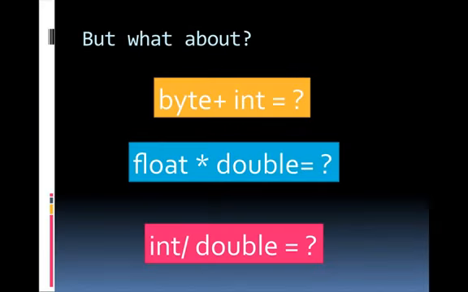Now, we talked about the different data types last week. While byte and int are both integer data types, a byte is 1 byte in size, and an int is 4 bytes in size. So if I do a byte and an int, I need to know what kind of data I'm going to get back. If I multiply a float and a double together, I need to know what kind of data I'm going to get back. If I divide an integer and a double together, I'm going to need to know what kind of data I get back.